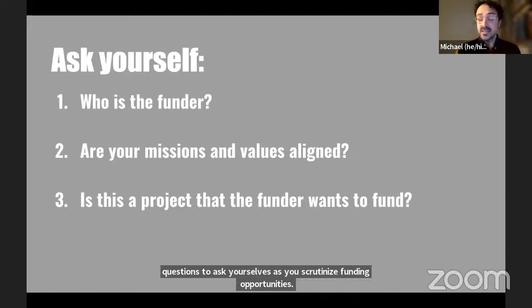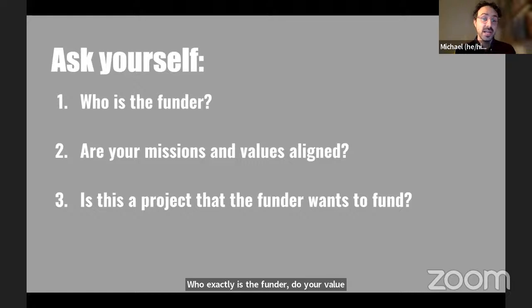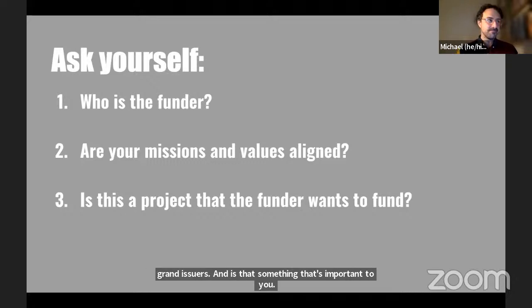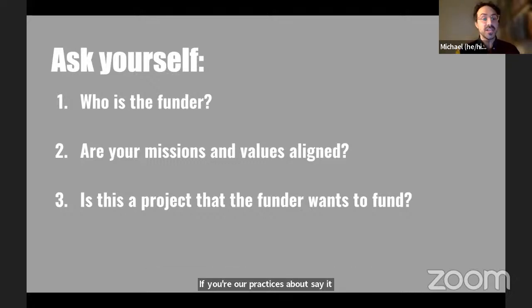Who exactly is the funder? Do your values align with the grant issuers? And is that something that's important to you? If your art practice is about, say, the history of resistance to gentrification and displacement in the GTA, it might not make sense to apply for funding from a funder who actively supports gentrification and displacement in the GTA. Ask yourself, is it important to you that your ethics align? And then scrutinize and vet those prospective funders based upon that.